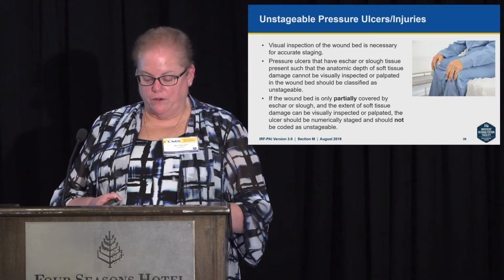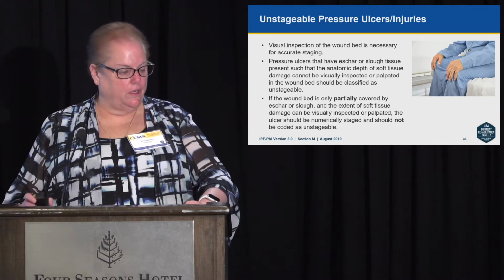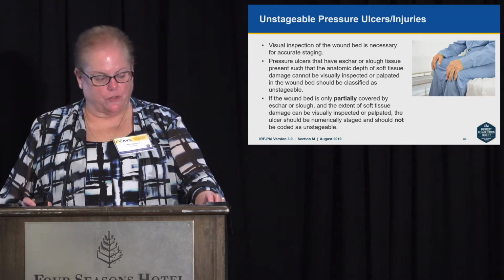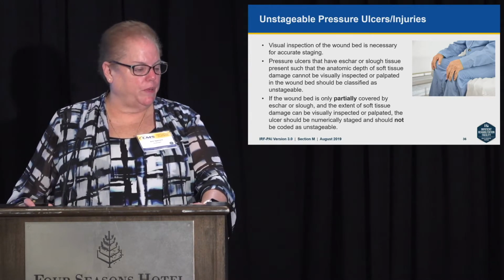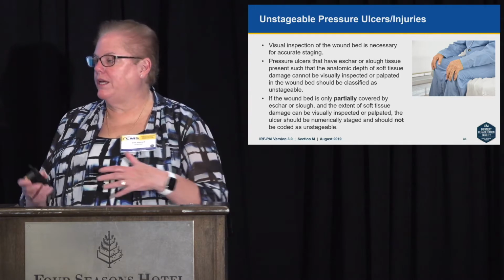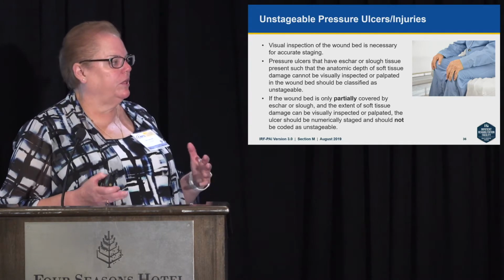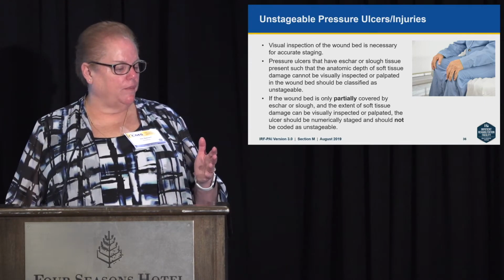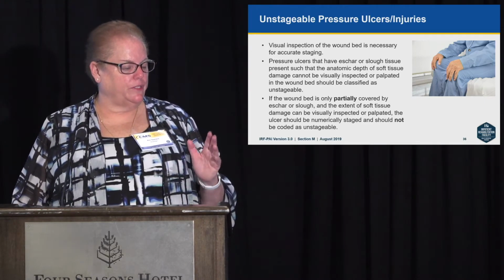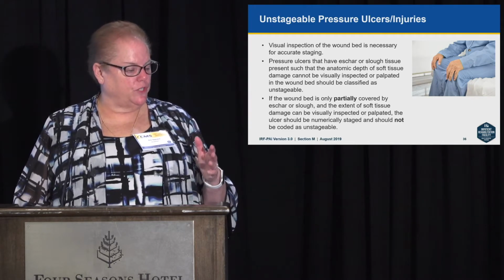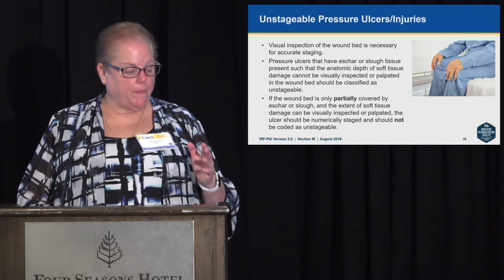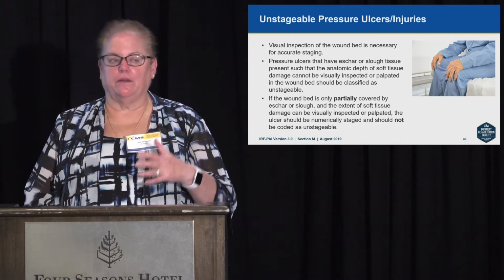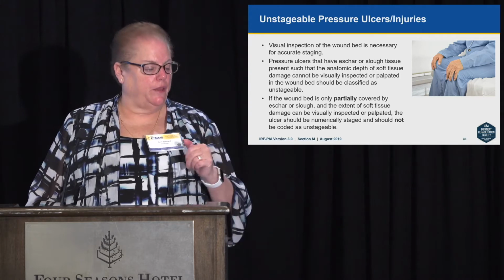So let's look at another scenario here. I'm sorry, unstageable pressure ulcers. So let's talk about unstageable pressure ulcers. Visual inspection of the wound bed is necessary for accurate staging, right? If we can't see the wound bed, then it's going to be really hard for us to stage that. Pressure ulcers that have eschar or slough tissue present, such that the anatomical depth of soft tissue damage cannot be visualized or inspected or palpated, the wound bed should be classified as unstageable. If you can't clearly understand what you're looking at, then it's unstageable.